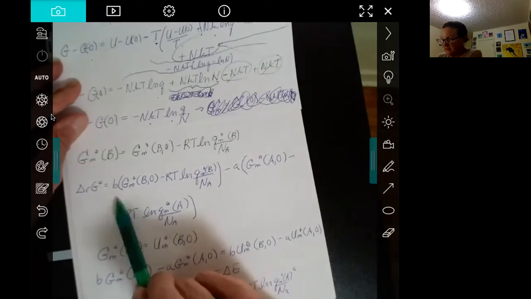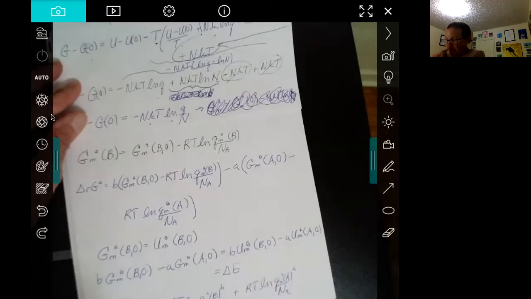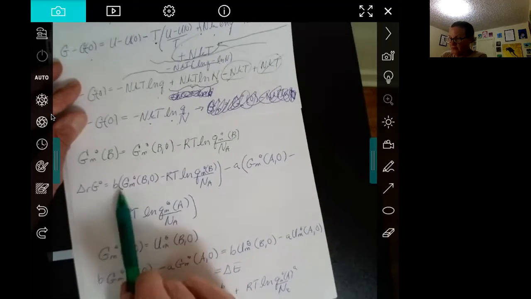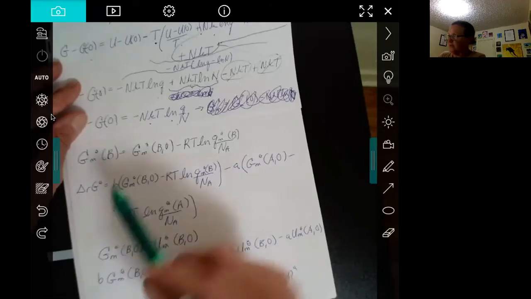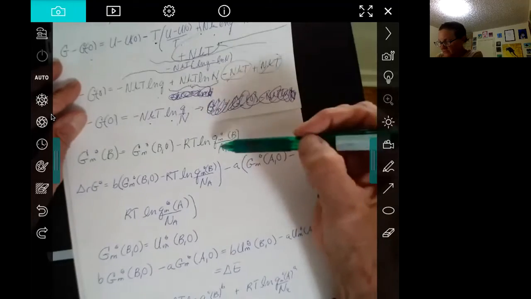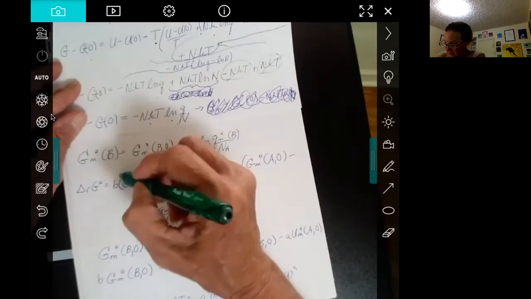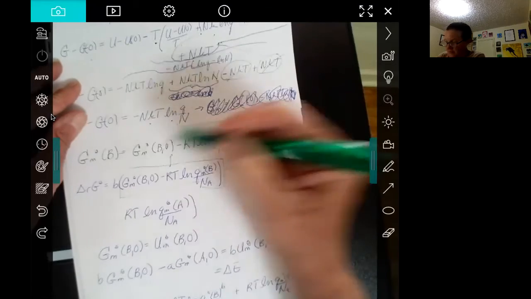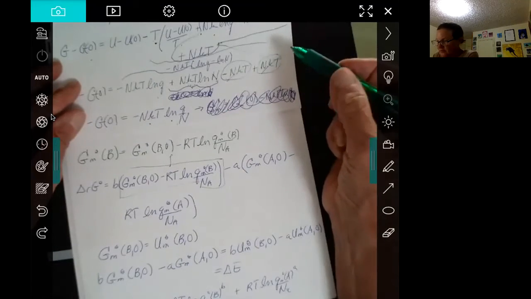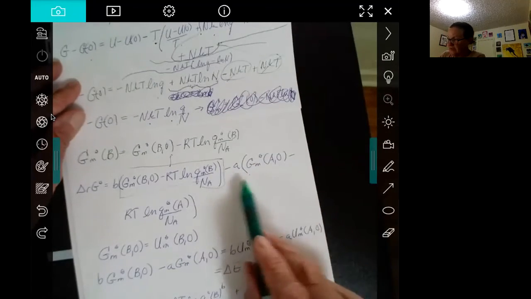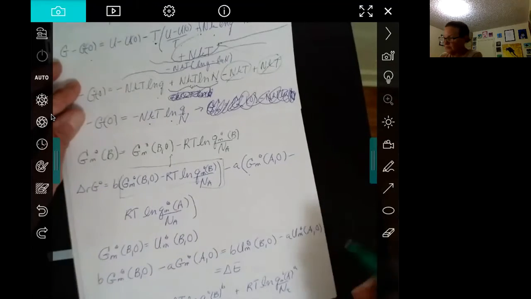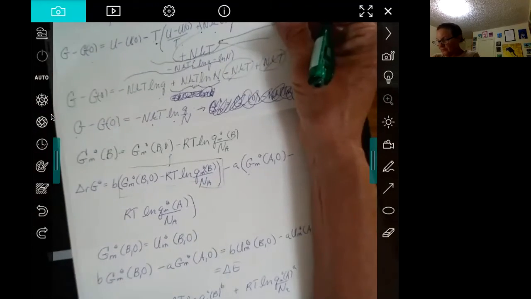So we're going to do that for both A and B. And if we need to know the delta G for the reaction, then we have to take the molar quantities and multiply them by their stoichiometric coefficients. So we're going to take what we just wrote out for B right here, multiply it by the stoichiometric coefficient, subtract from that A, the stoichiometric coefficient times the standard Gibbs free energy for the A.